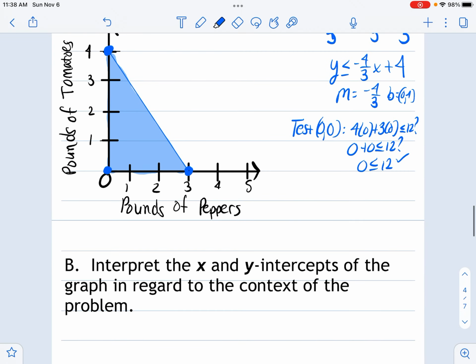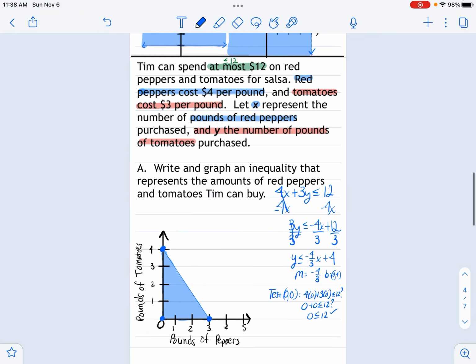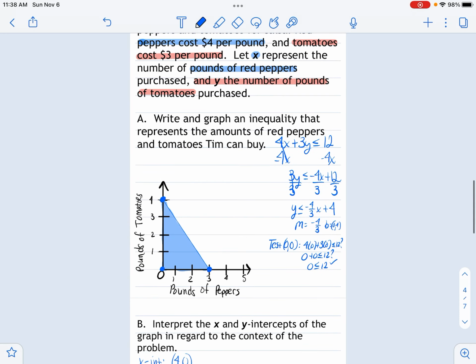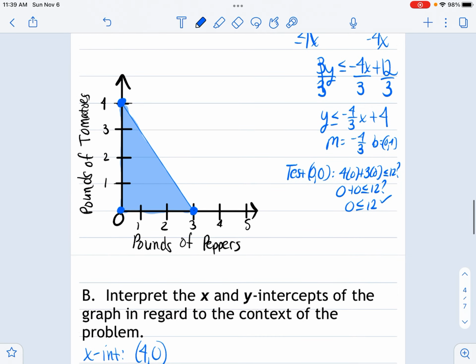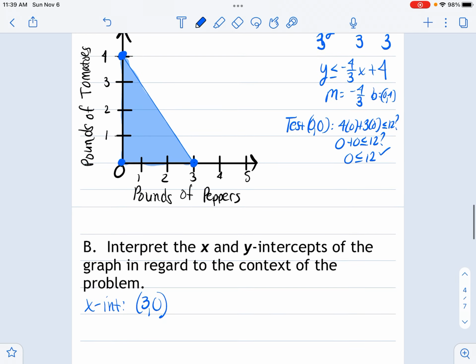Now for part B, I'm going to zoom this out just a little bit so you can still see the graph. Part B says interpret the x and y intercepts of the graph in regard to the context of the problem. We can do that now because the x-intercept is (4, 0). So what does that mean? That means Tim can, and I made a mistake on this, it should be (3, 0), my mistake. Tim can purchase 3 pounds of peppers, and no pounds of tomatoes.